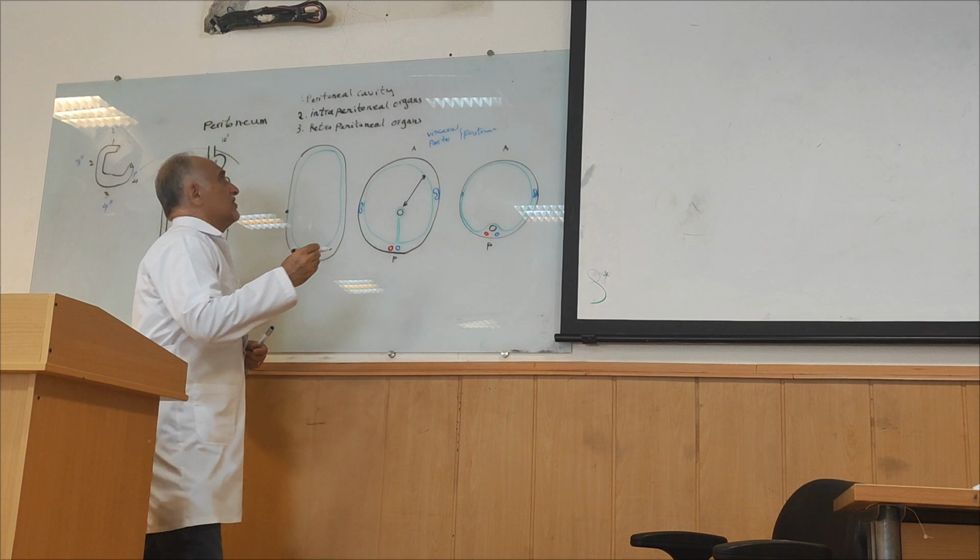Here, this one is the greater peritoneal cavity. The lesser peritoneal cavity is a space behind the stomach. Look here, if I remove the stomach, behind the stomach there is a space. We say lesser peritoneal cavity. The peritoneal cavity is divided into greater and lesser. Intraperitoneal organs are any organs covered by the peritoneum. Retroperitoneal organs are any organs just covered by parietal peritoneum.